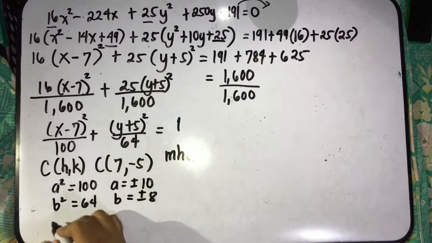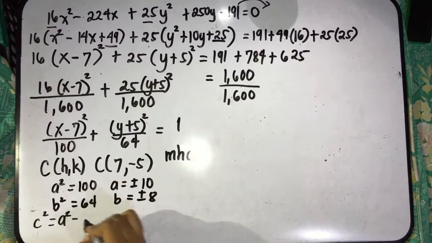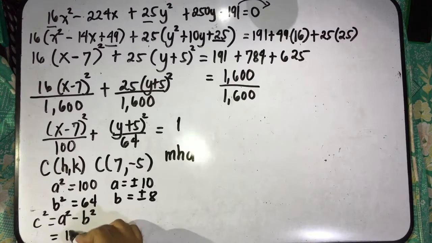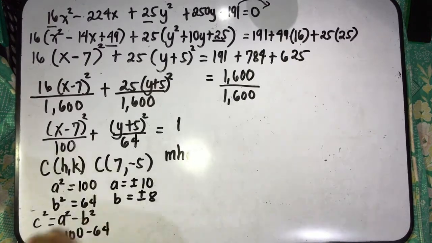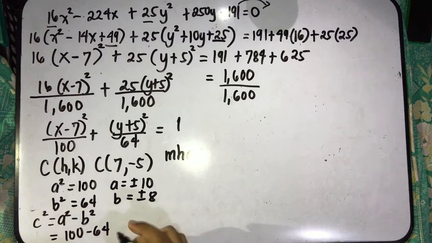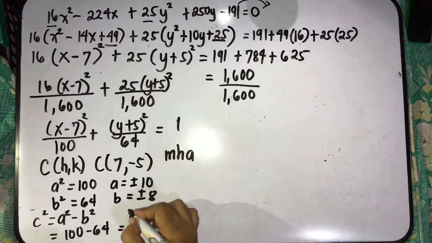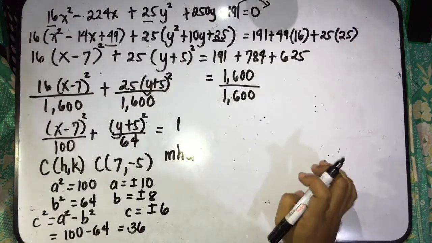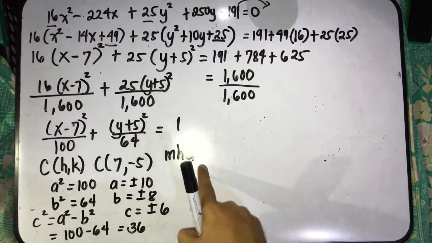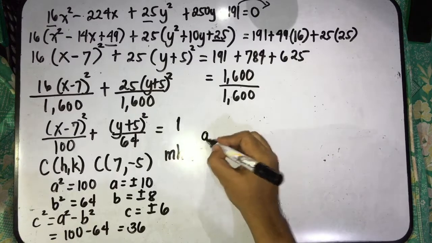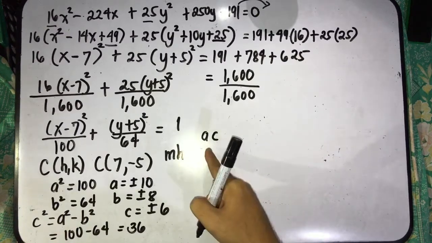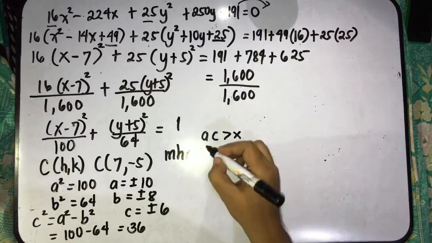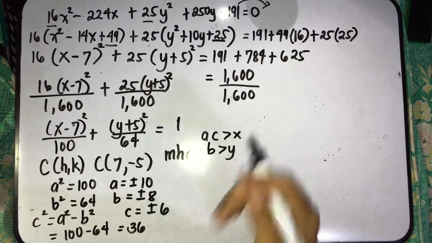Okay. And C squared should be A squared minus B squared. And it is equal to 100 minus 64. And what is 100 minus 64? 100 minus 64 would be 36. Therefore, C would be plus minus 6. Okay. Saan tayo mag-a-add? Saan tayo magsusubtract? Major horizontal axis. If it is major horizontal axis, A and C would be located at the horizontal, while B is located at the vertical.